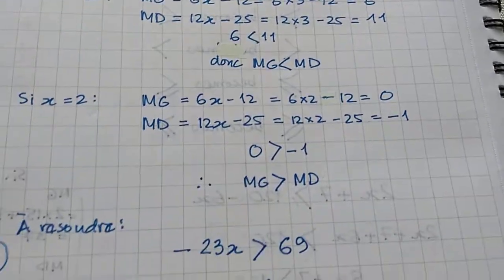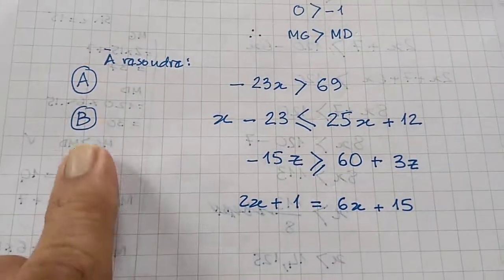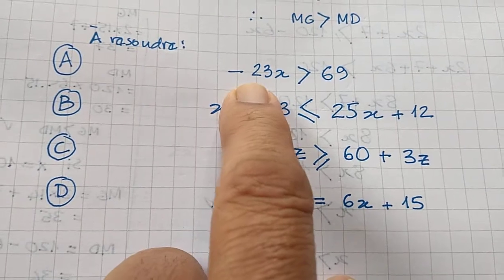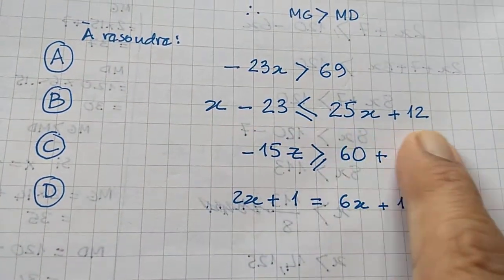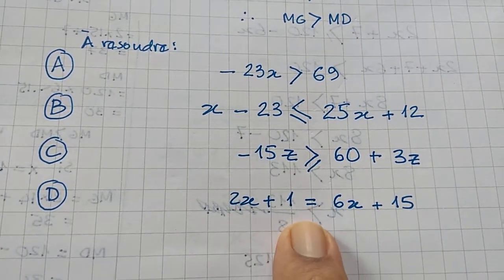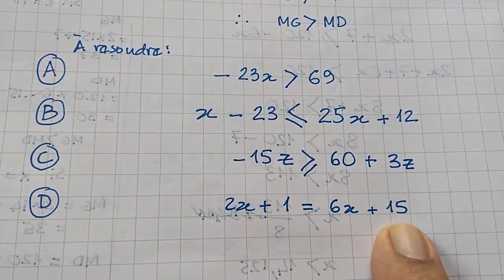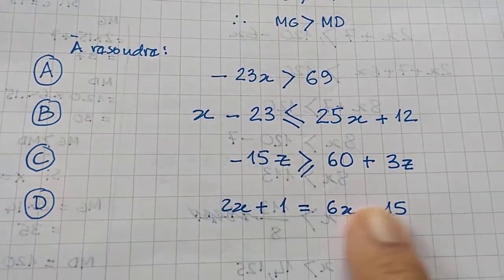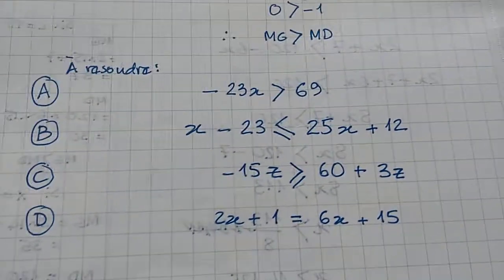Okay, so now some in-video problems, 4 of them are résoudre this, and an equation 2x plus 1 is equal to 6x plus 15. So these 4 you have to solve.